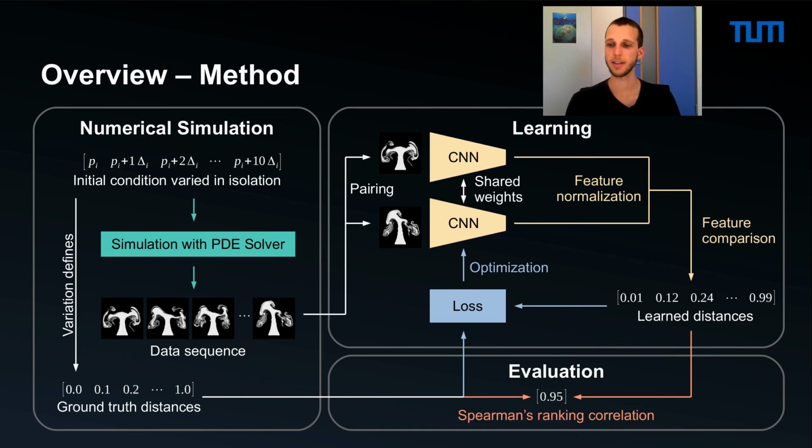The final block is the evaluation to determine if a metric that was learned actually produces sensible results. This is done via the Spearman's ranking correlation that takes the ground truth distance and the learned distance and computes the linear dependency between those. So a higher value means the learned distances represent the ground truth more accurately.